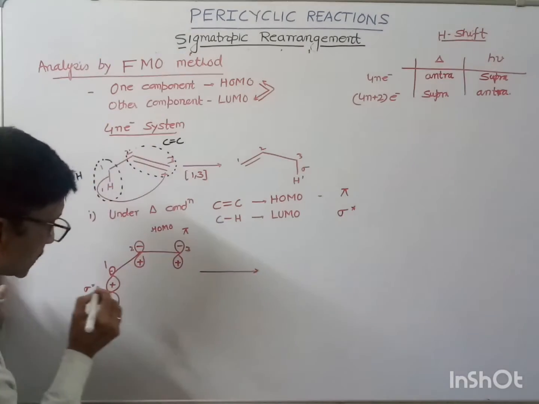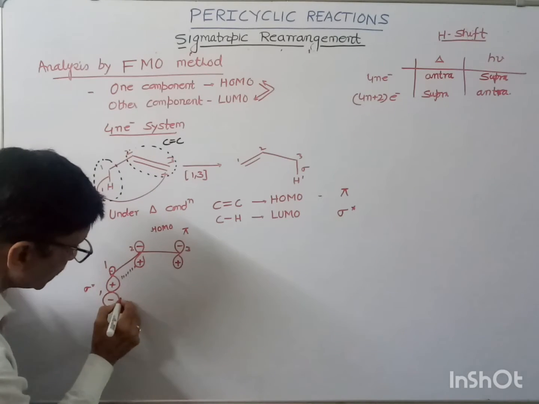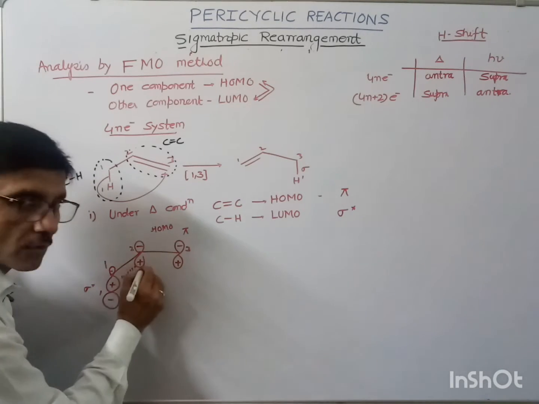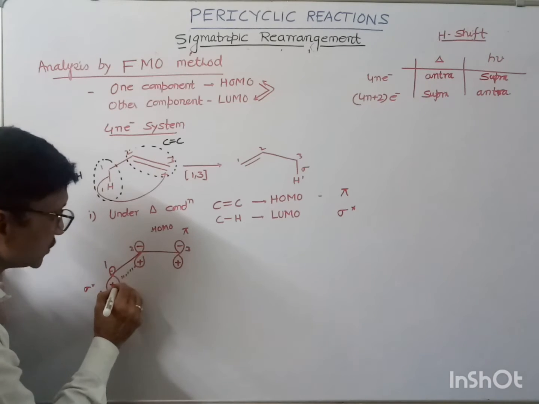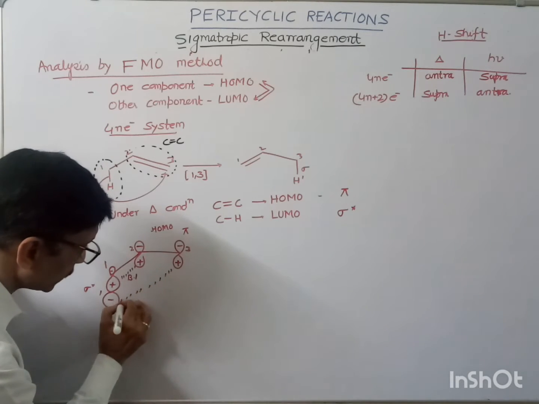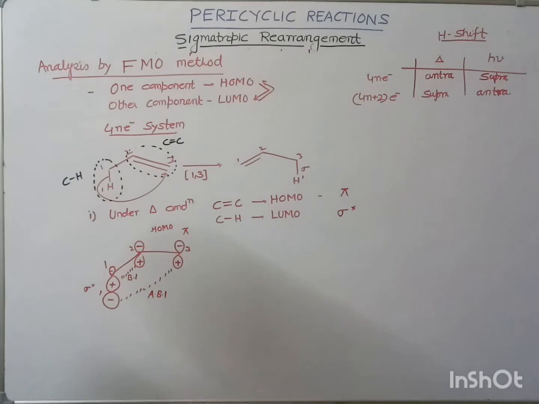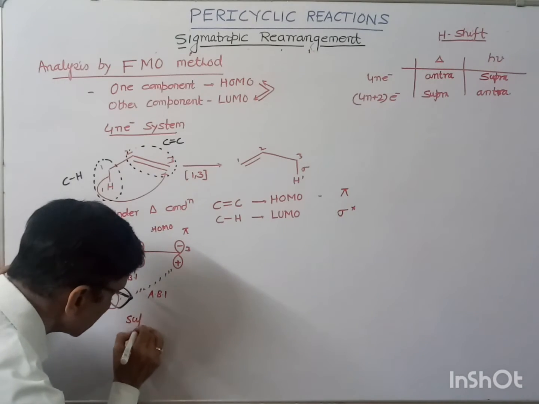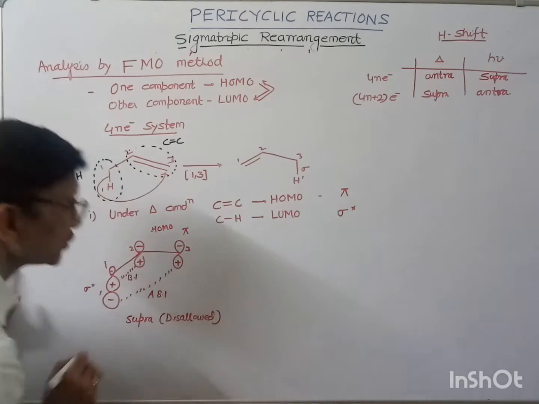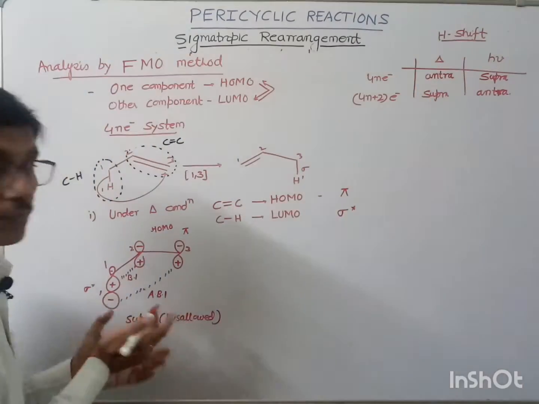Now if you see the suprafacial interaction, then this will interact with this lobe and this lobe. These are the two same side lobes of the ethene system. It will interact with this CH sigma bond, a bonding interaction over here, and this will also form a bonding interaction over here, while this is forming an anti-bonding interaction. So suprafacial interaction is disallowed over here. Supra is disallowed under thermal condition. So what is the rule? Under thermal condition, antara is allowed. Now let us see the antarafacial interaction.